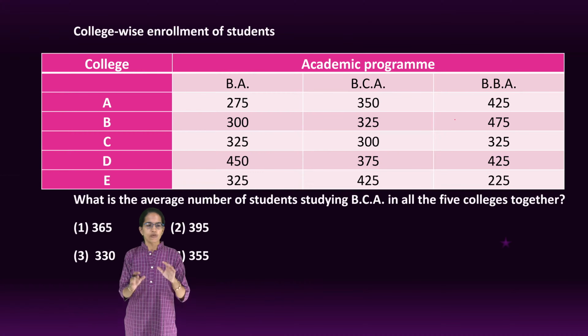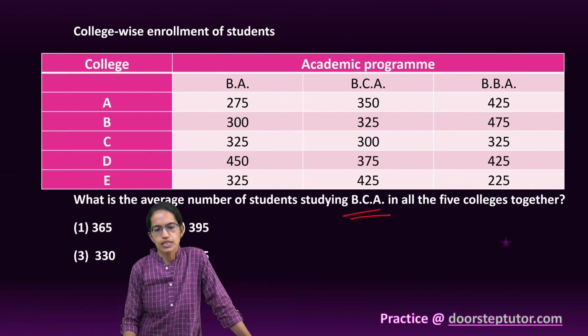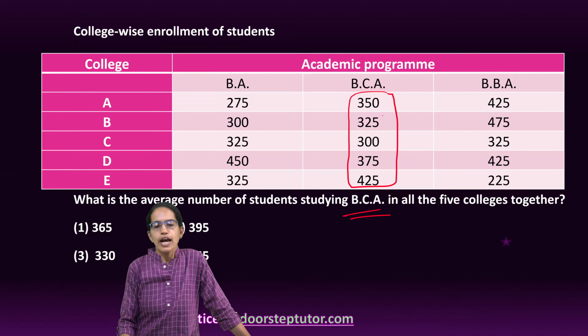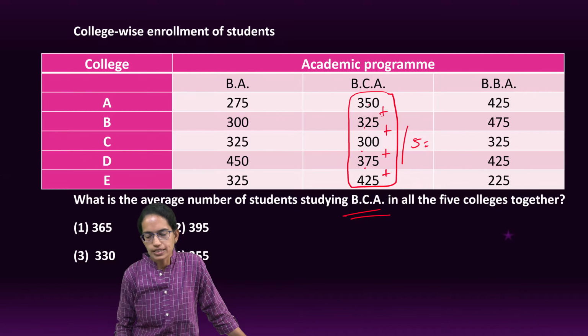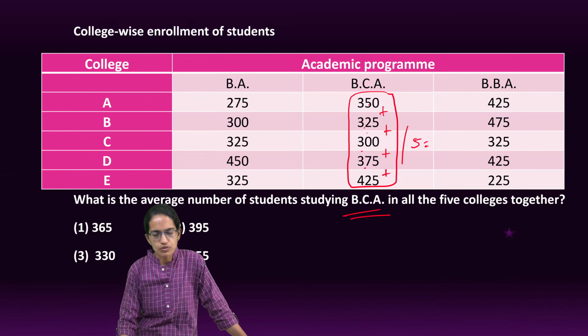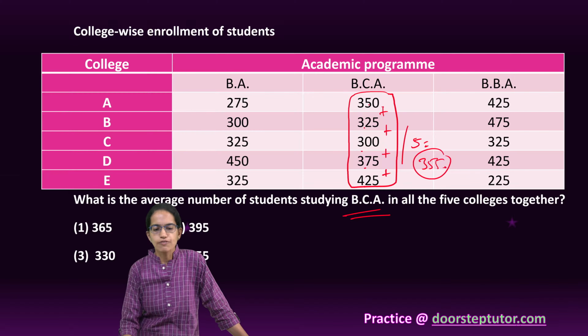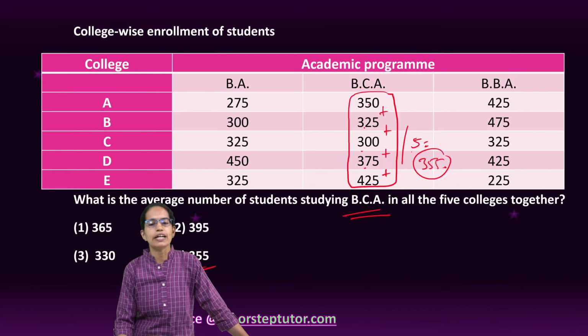The next question from the same table was, what is the average number of students studying in BCA? So what you have to do is add up all these values and divide it by what? Divided by 1, 2, 3, 4 and 5. So divided by 5 we get the average value. So this comes out somewhere around 355, right? So that would be your correct answer here. You can simply add up these values divided by 5.